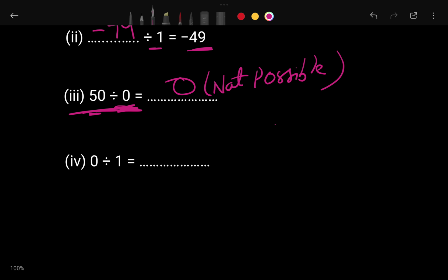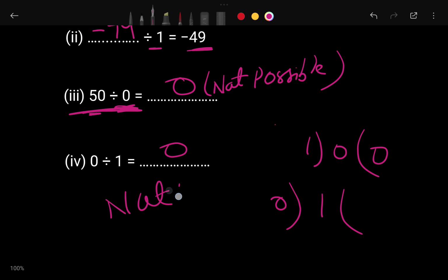So here the answer is 0. Okay, here the answer is 0 because we already know that if this is 1, this is 0, when you divide, the answer will be 0. But if it is like 0 divisible by 1, then it is not possible. This is not possible, but this is possible. Why? Because when you divide 1 by 0, the answer is 0.